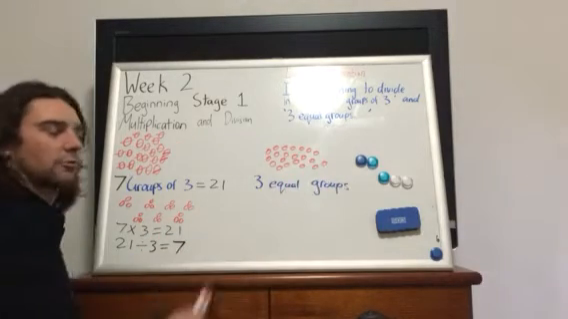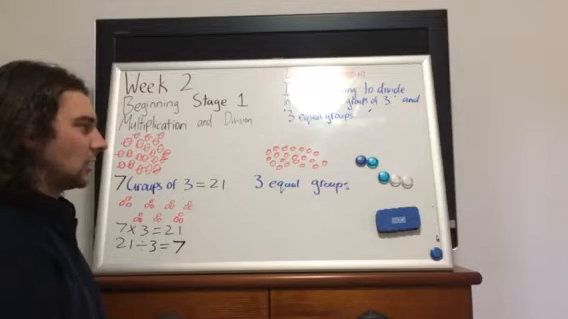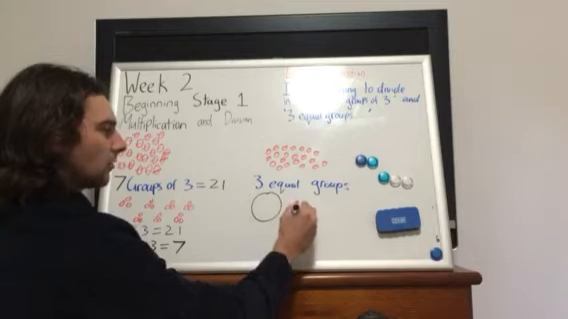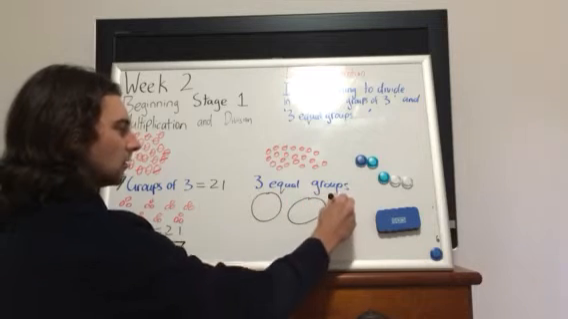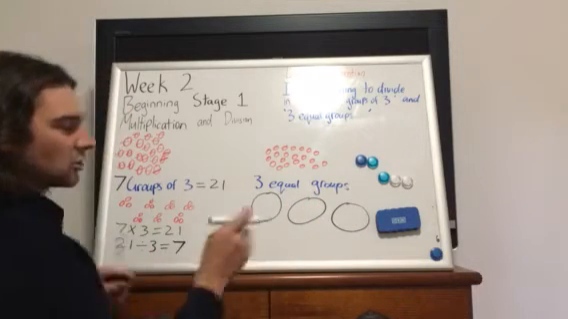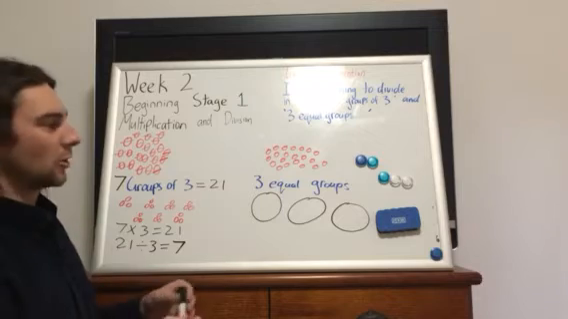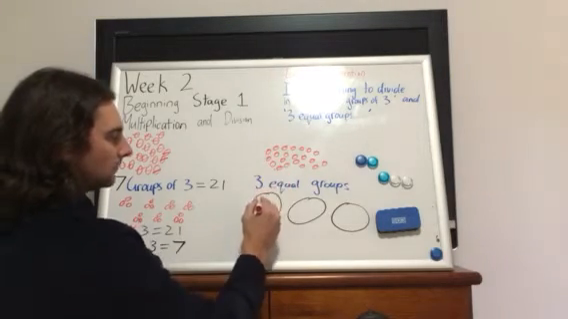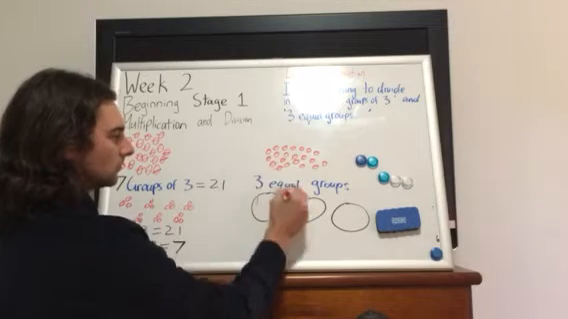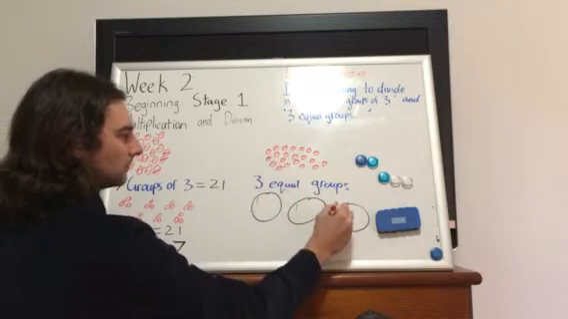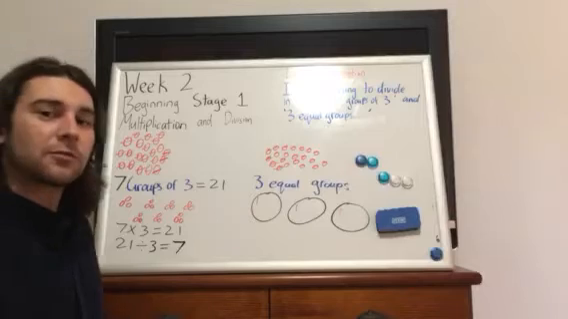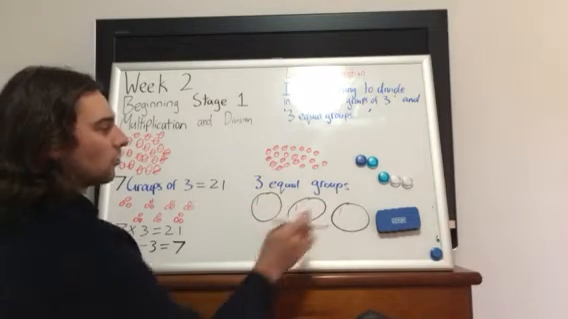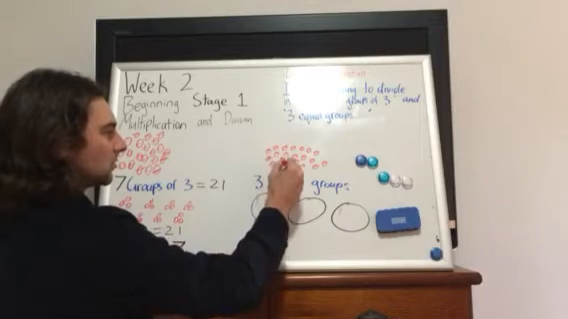Next, 3 equal groups. I am now going to draw 3 circles. Each circle represents one group. I'm going to still cross out 1, 2, 3. Now you can cross out 3 in a row straight away if you like, as long as you remember to put 1 in each. So I'm going to do that.